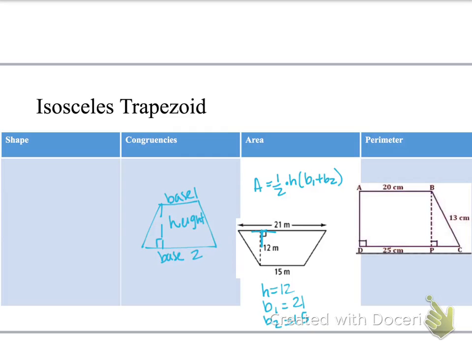Okay, so then we go ahead and fill it in. So A equals 1/2 times my height times my 2 bases added together. Type it in your calculator. Instead of 1/2, you could type in 0.5 if you wanted to.